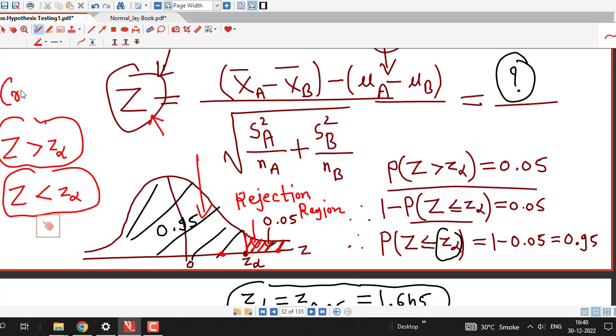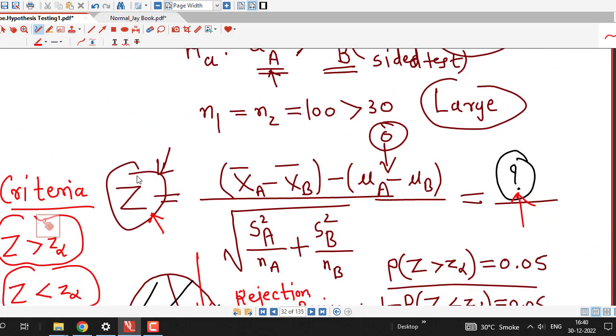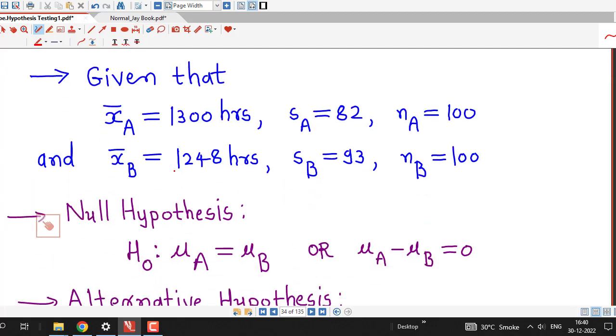So this is the criteria for this two sample Z test, and we have a one-sided test, or one-tailed test, here. If the value of the test statistic is to the right side of Z alpha, that is Z is greater than Z alpha, we reject the null hypothesis, and if Z is less than Z alpha, we cannot reject the null hypothesis. So what remains is to calculate this value of Z, and whatever I have discussed, I have written systematically here.